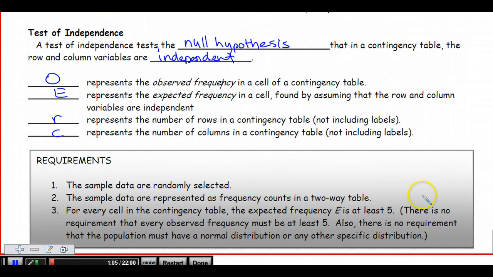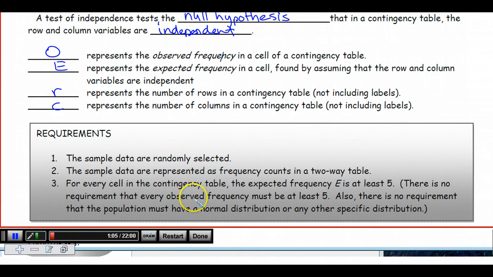The requirements, as we always see with hypothesis testing, must be random. We see that every single time. The sample data is represented as counts, so not percentages. For every cell, the expected frequency is at least 5. There is no requirement that every observed. So this is kind of similar to what we saw again for goodness of fit for the requirements.